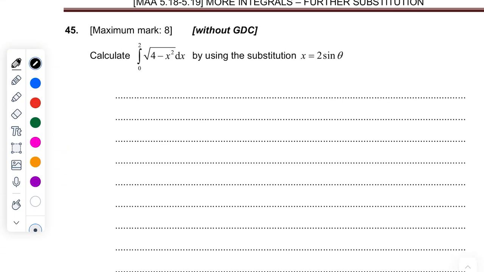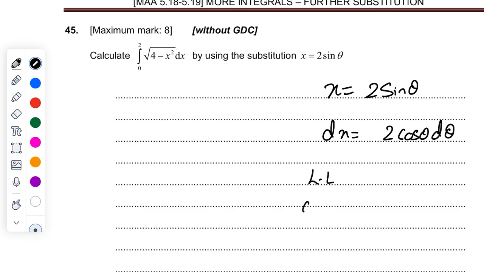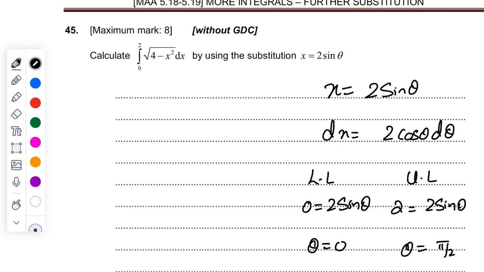Question number 45. x equals 2 sine theta. So dx equals 2 cos theta d theta. Lower limit, 0 equals 2 sine theta, theta equals 0. Upper limit, 2 equals 2 sine theta, so theta equals pi by 2. So the question becomes 0 to pi upon 2 square root of 4 minus 4 sine square theta.